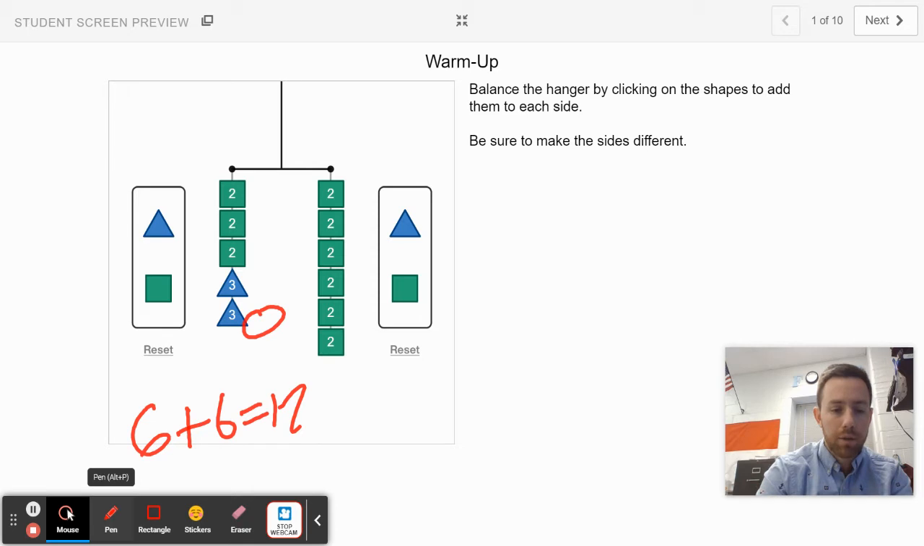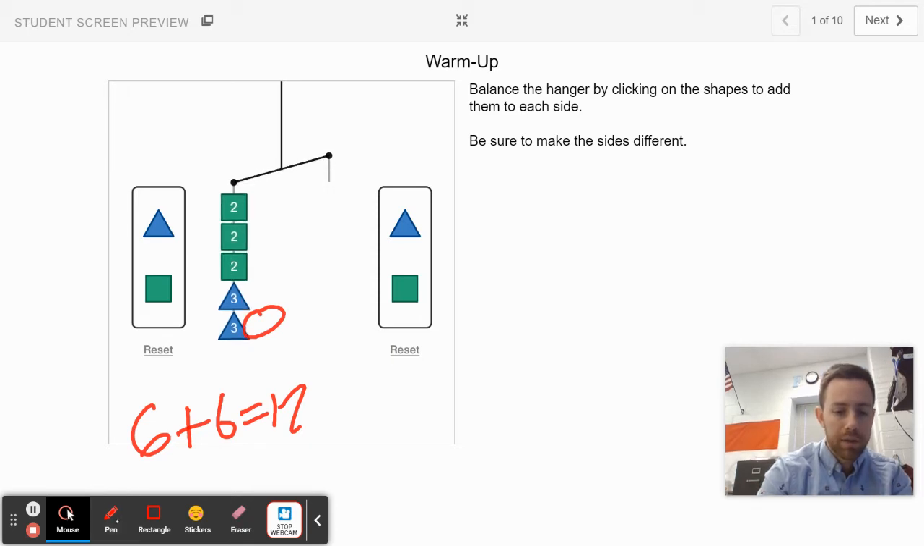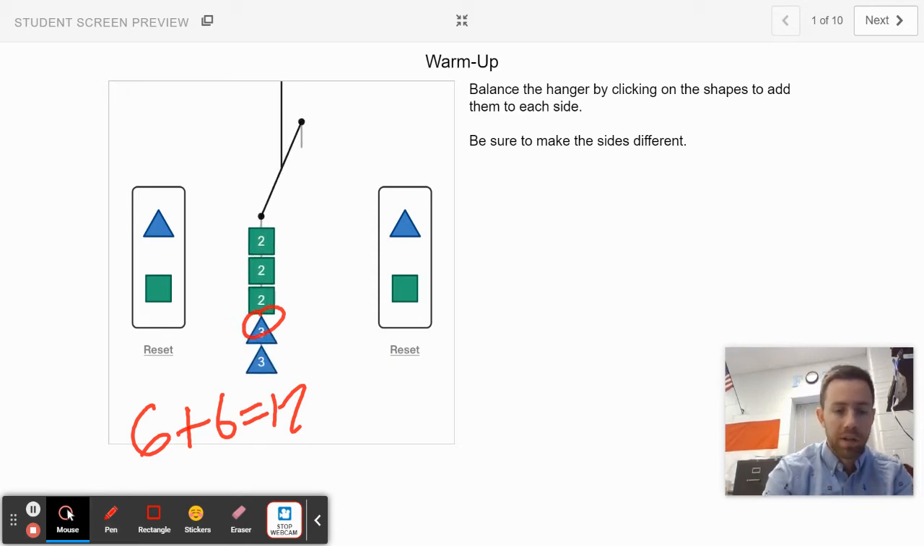So hopefully you are seeing that if you want to balance something, then you can look at what you already have, see how much each item is worth, and that might help you figure out how many of each item to use on the other side if you want to use a different combination.